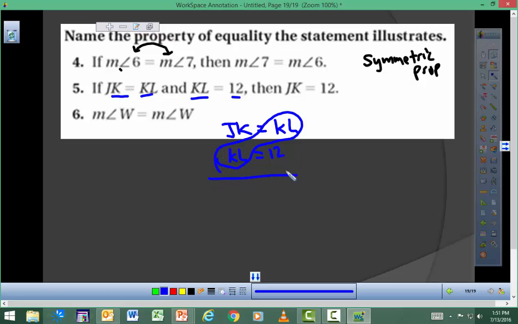And then the final step, well, then we could say this one's equal to that one. So JK is equal to 12. And that one comes up a lot. You're going to have to recognize it over and over again. You're going to see it often in geometry. And that one's called the transitive property.